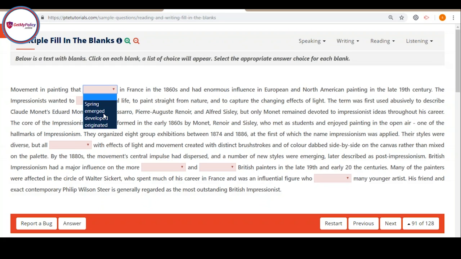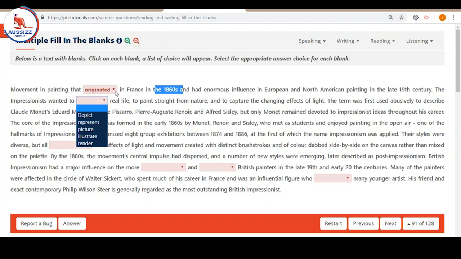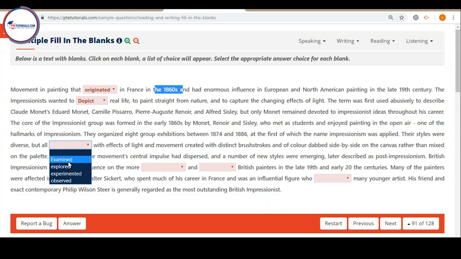Their styles were diverse. They organized 8 group exhibitions, starting in 1874, to which the name Impressionism was applied. Their styles were diverse, but all experimented with effects of light. Are you exploring something? Are you examining something? No. Experimented and observed is what is written here.